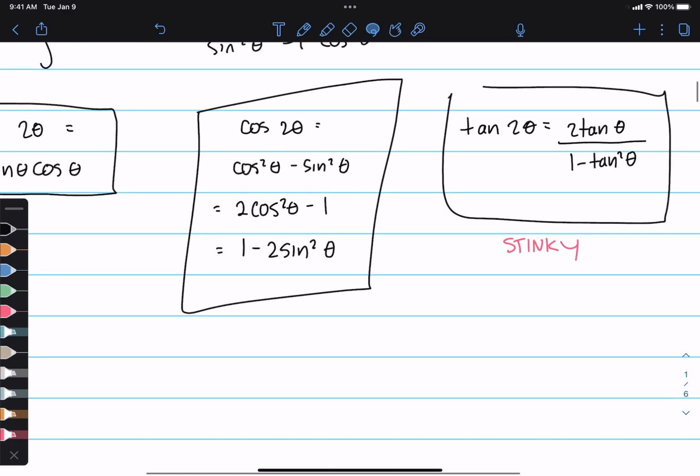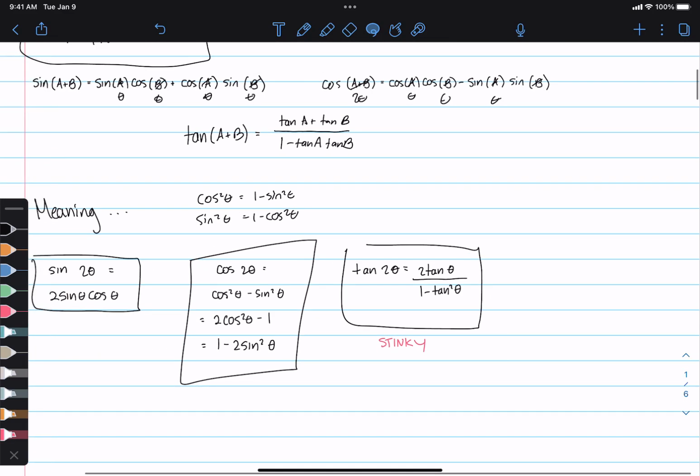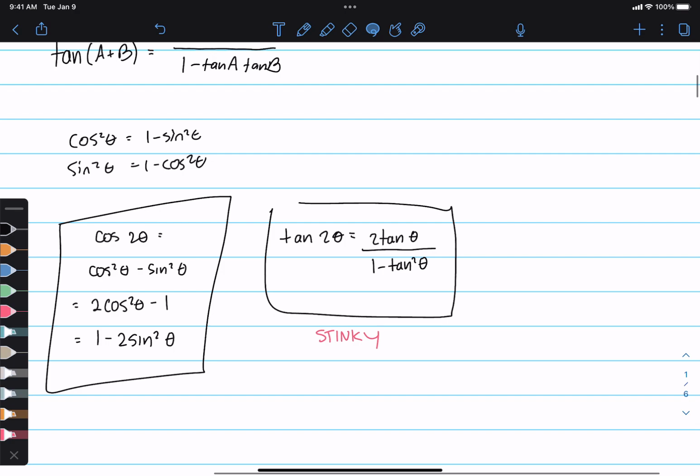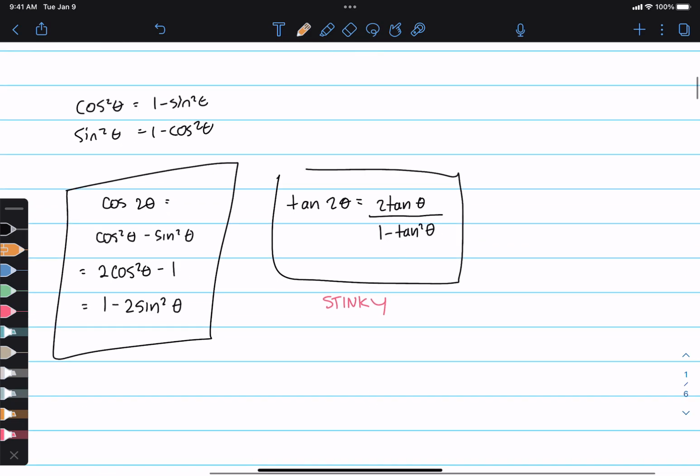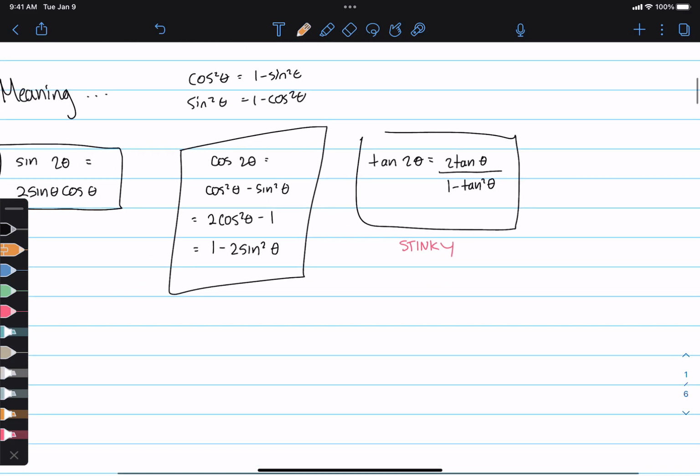So finally, if we use our tan formula, we're going to find that the tangent of 2 theta is 2 times the tangent of theta, all divided by 1 minus tangent of theta squared. And you can just see that from this. Again, if we plug in theta for both a and b, this is what we get. But this equation is kind of stinky and can lead to a lot of mistakes, so I like to avoid using it whenever possible.